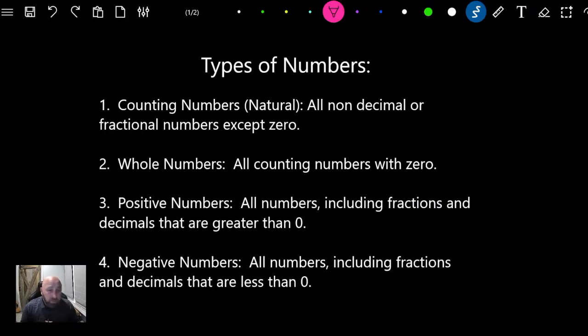Which brings me to number 2. What is a whole number? A whole number means all the counting numbers that we just talked about plus 0. So again, fractions cannot be included, decimals cannot be included. So all the counting numbers and 0 gives you your whole numbers.